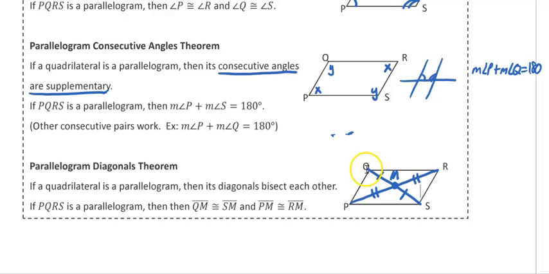Now note that QM, which is part of one diagonal, is not equal to PM, which is part of the other diagonal. So the diagonal PR is cut into two equal parts. The other diagonal QS is cut into two other equal parts. So they're two different diagonals.